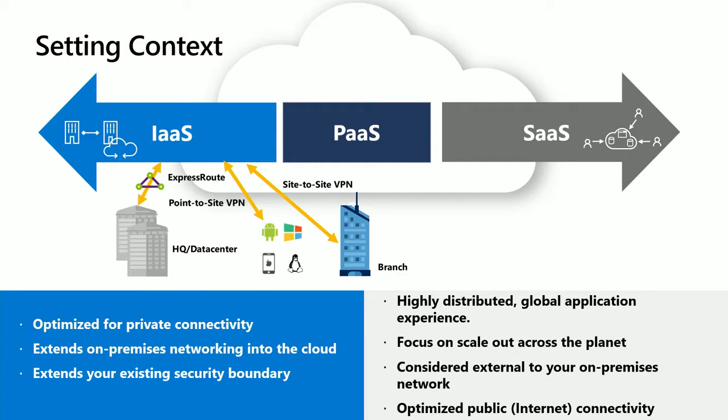And then finally, from an IaaS connectivity perspective, we look at ExpressRoute as the enterprise-grade optimized connectivity service for private connectivity into peering locations across the world.